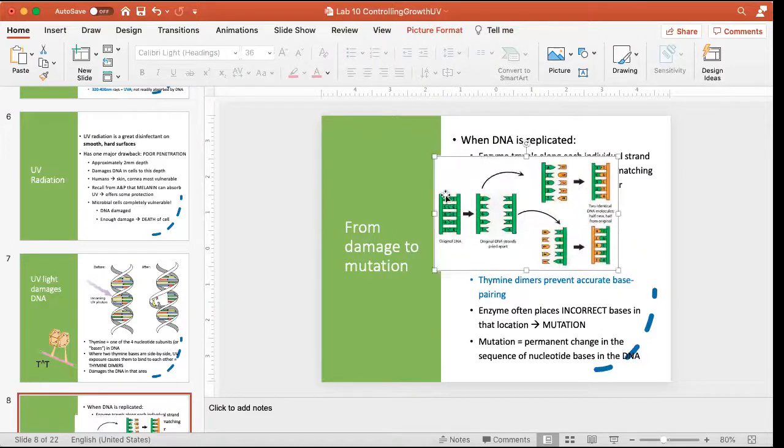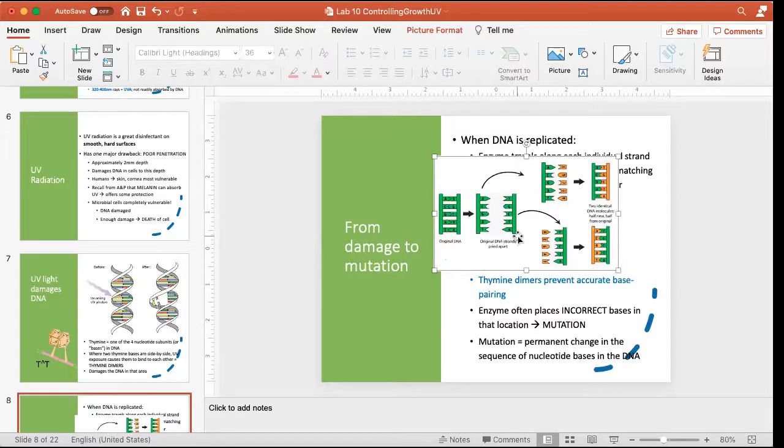This green structure right here that looks like a ladder represents the double helix of DNA, 2 strands with bases sticking off that are complementary, binding with each other. A with T, G with C. The first thing that happens when DNA is copied or replicated is those 2 strands are separated.